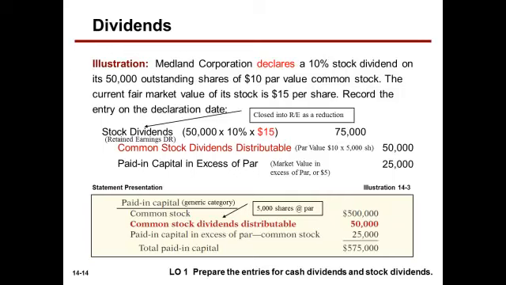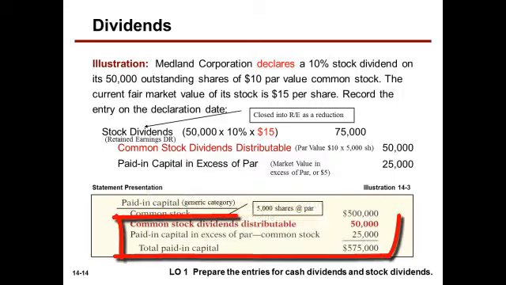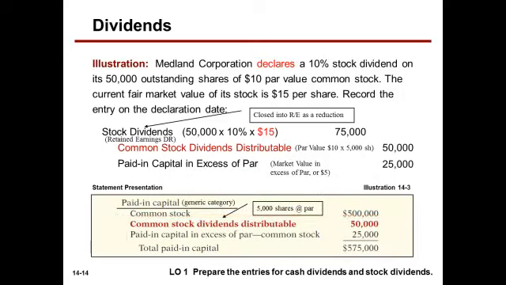Now, why is the company crediting an account called Common Stock Dividends Distributable? Because at declaration date, the shares are not yet issued. So between declaration date and payment date of this stock dividend, that Common Stock Dividends Distributable account will be part of the paid-in capital section of the balance sheet, as shown below. It's added in there. And when the shares are issued, we'll eliminate the distributable account and put it into the total common stock account.